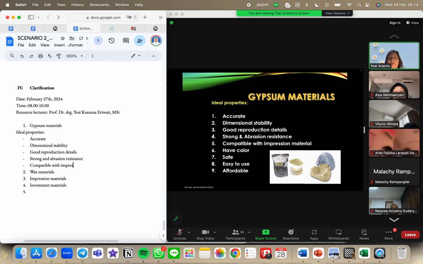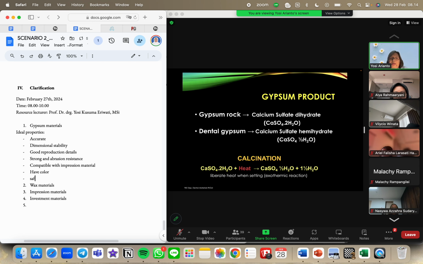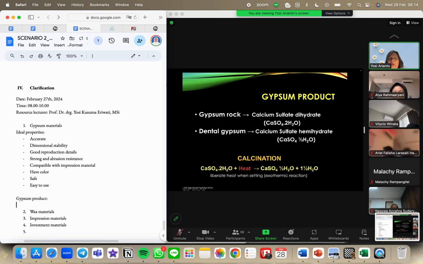Okay, usually gypsum materials is affordable, especially plaster of Paris. It's very cheap. The gypsum product is usually come from the gypsum rock. It's calcium sulfate dihydrate. This is dihydrate, so there is water here too. Calcium sulfate dihydrate. For dental gypsum, in dentistry, we usually use the calcium sulfate hemihydrate.